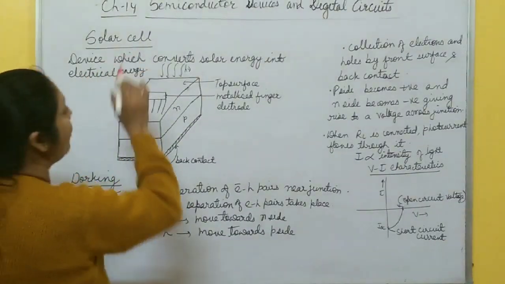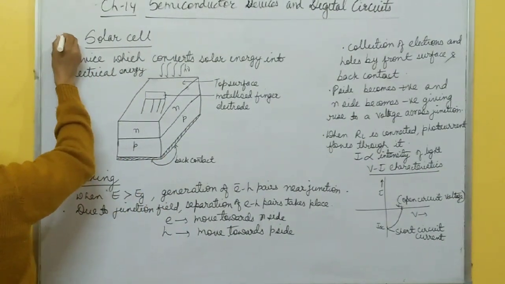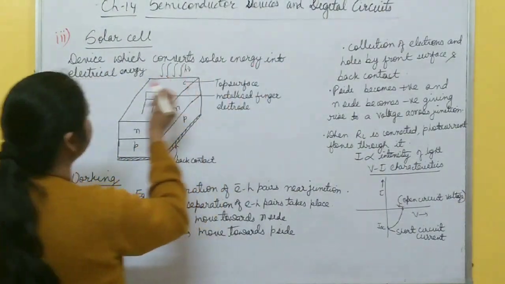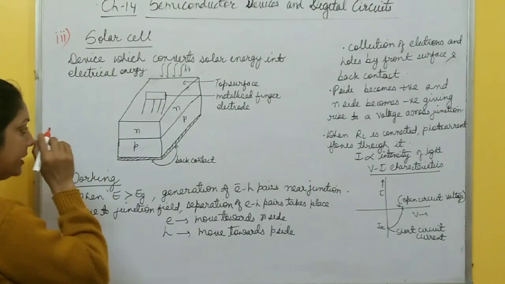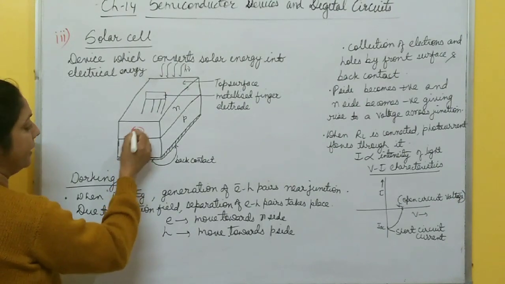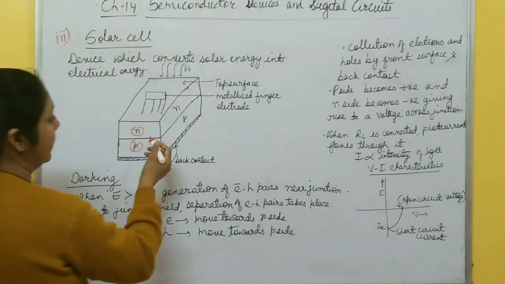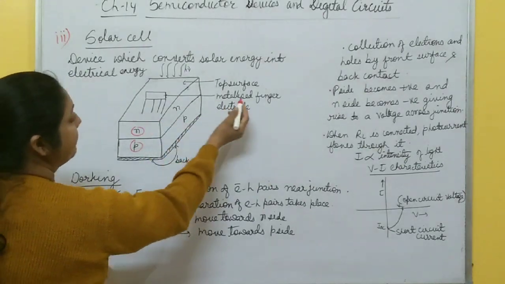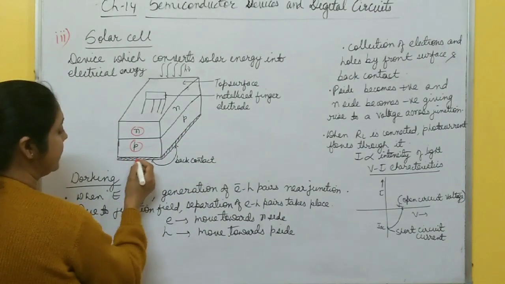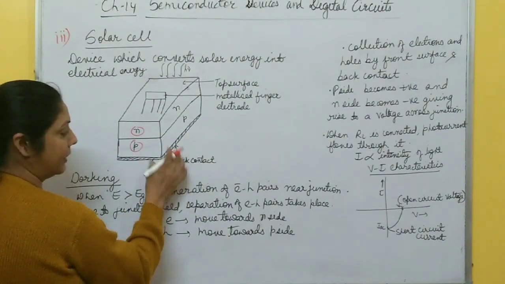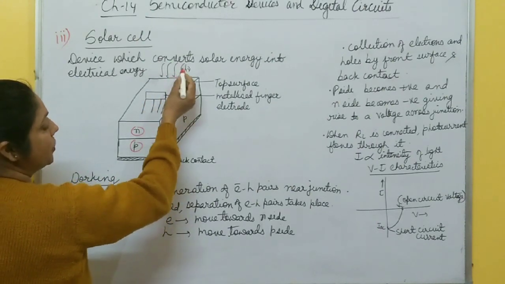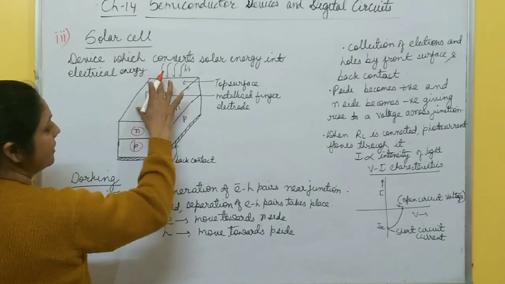Now, the last type of optoelectronic device is the solar cell, number 3. Okay, what is this solar cell? It is a device which converts solar energy into electrical energy. It consists of again a PN junction diode, right? Top surface is N and bottom surface is P. Top surface is connected with metallized finger electrodes and it acts as the top contact, and this is polished and this acts as the back contact, right? Now some space is left here so that light enters through this top surface.